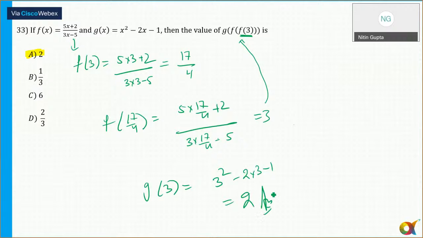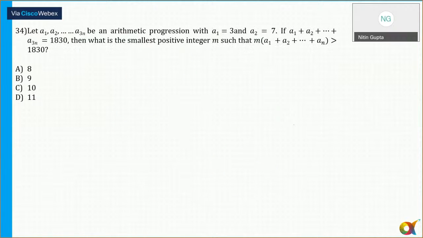So again, a very easy one. Any doubts to anyone in question number 33? No. And the last question, 34.